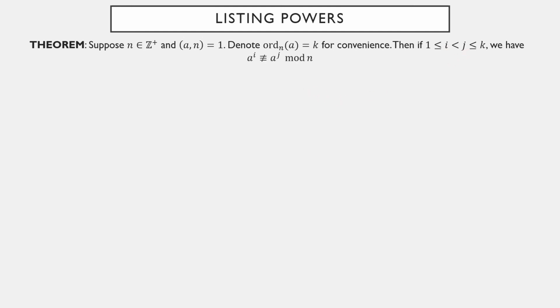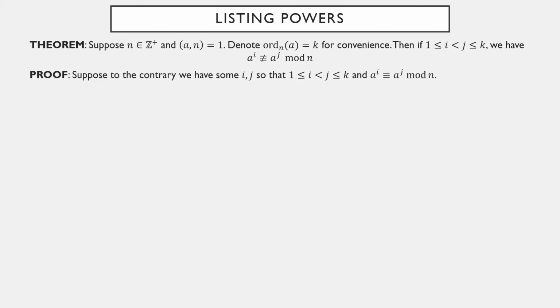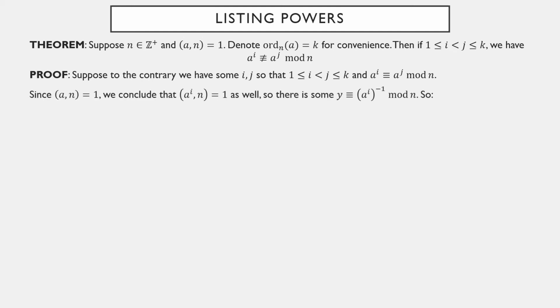So if I have two such powers of a, they cannot be equivalent to each other mod n. Why not? Let's suppose i and j are two integers. They're positive. They're no larger than k. i is the smaller one. However, a to the i is equivalent to a to the j mod n. a was relatively prime to n, which means every power of it is as well. So a to the i is relatively prime to n. Therefore, there is some y that is its inverse, mod n.